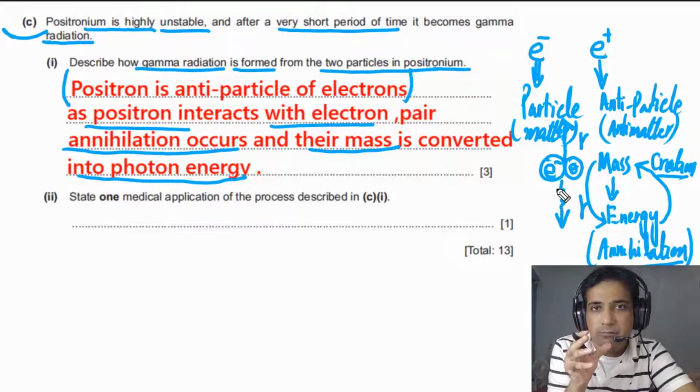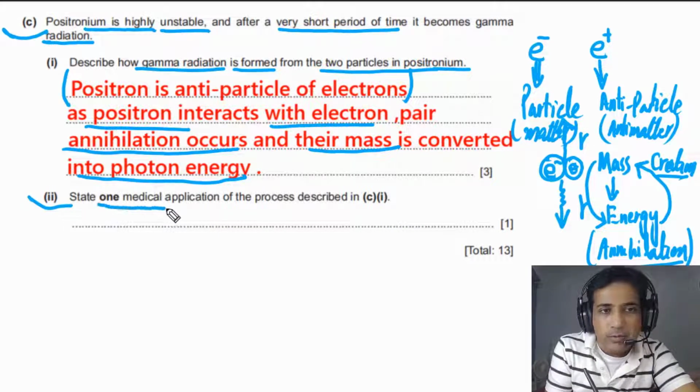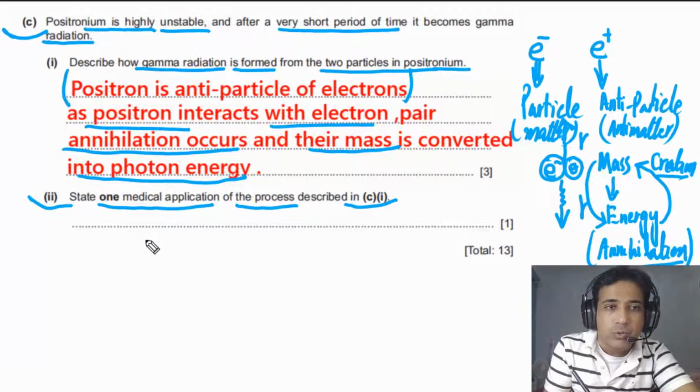For the second part, we need to state one medical application of the process described in C1. And this process is used in PET, positron emission tomography, PET. So this is one application of this process.